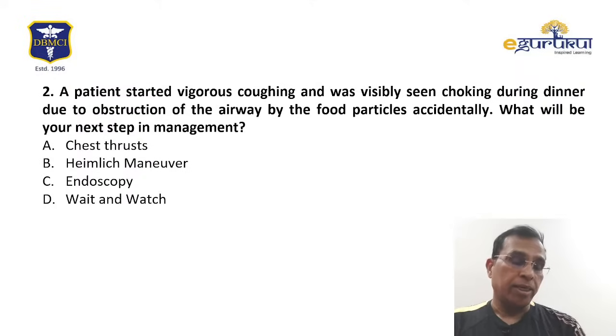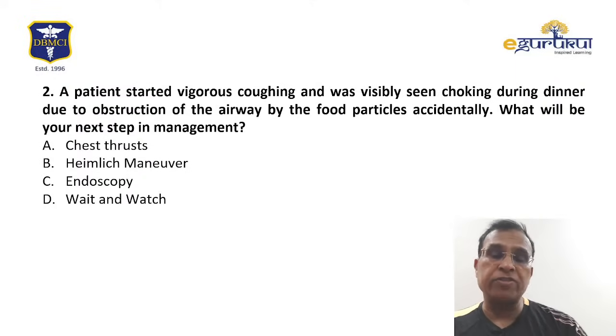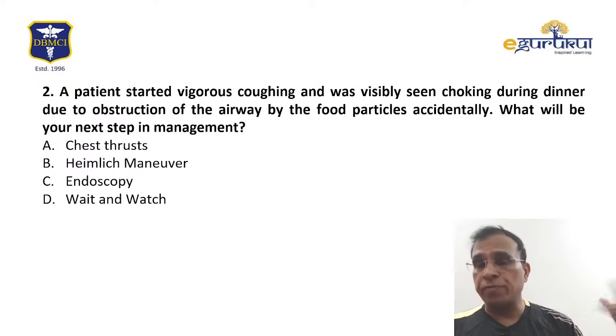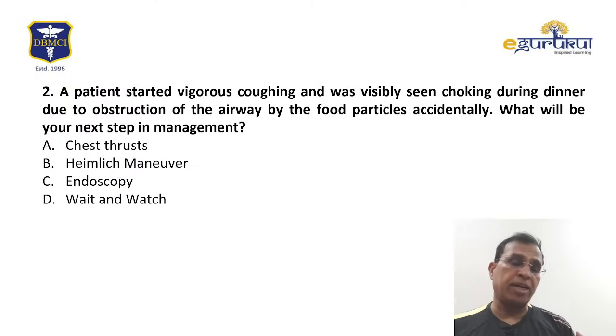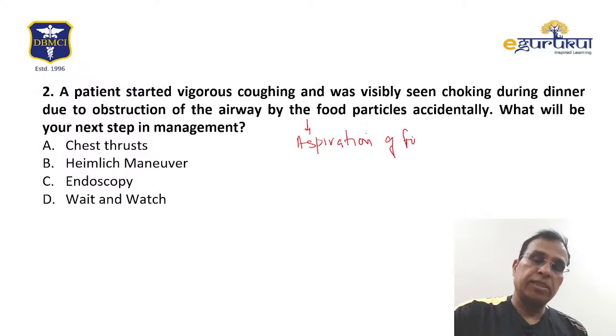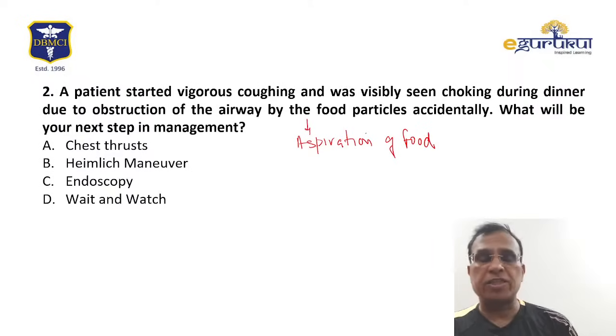Next question. A patient started vigorously coughing and was visually seen choking during dinner due to obstruction of the airway by food particles accidentally. Which of the following is your next step? So the patient was having meals and suddenly started choking and coughing. Obviously, there is aspiration of food. It is a clear-cut history telling there is aspiration of food.